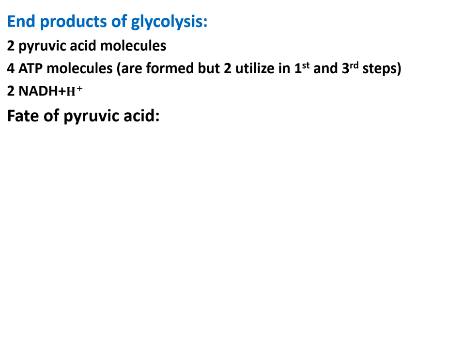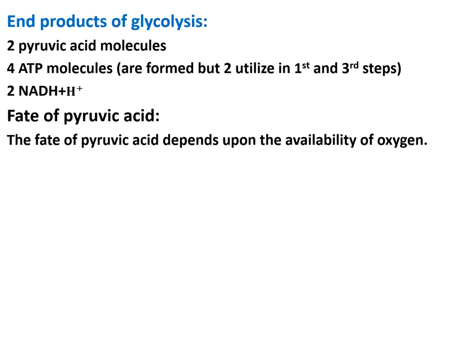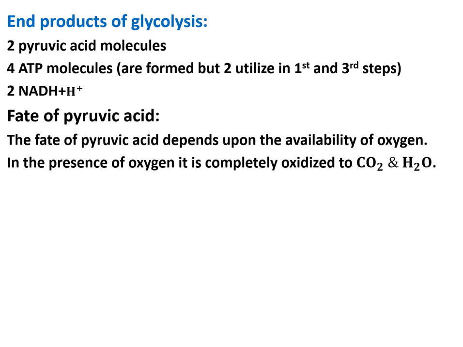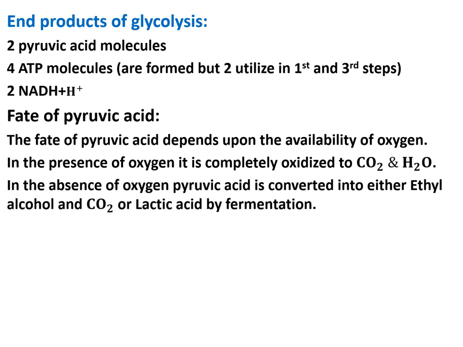Fate of pyruvic acid. The fate of pyruvic acid depends upon the availability of oxygen. In the presence of oxygen, it is completely oxidized to CO2 and H2O. In the absence of oxygen, it is converted into either ethyl alcohol and CO2 or lactic acid by a process called fermentation.